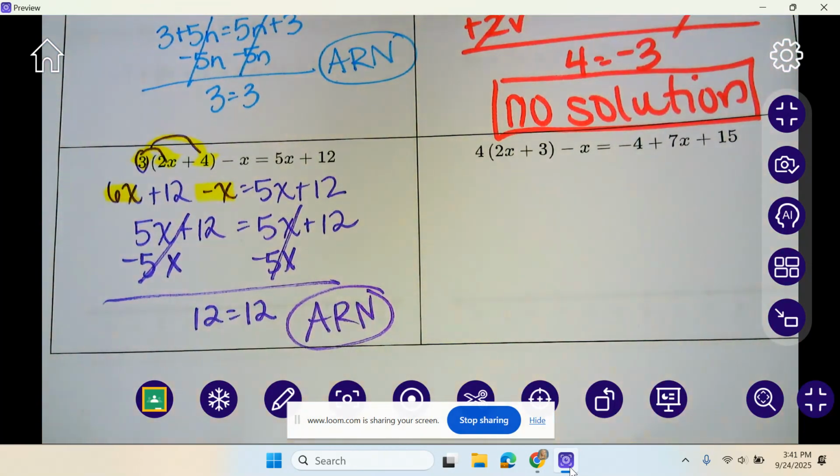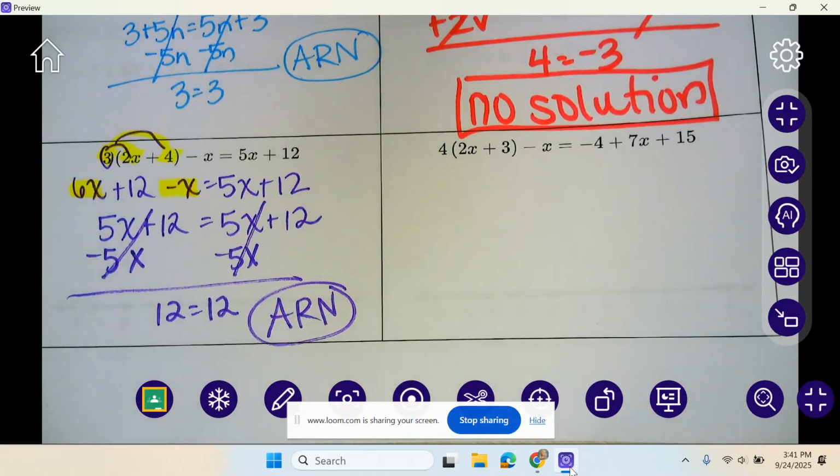Remember, your answer is not true. Your answer is all real numbers, infinite solutions, anything like that. Okay, last one on this page.